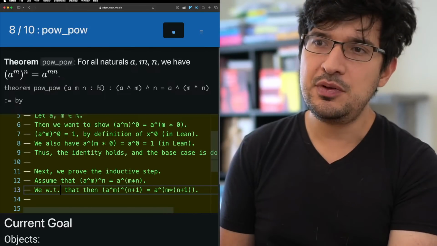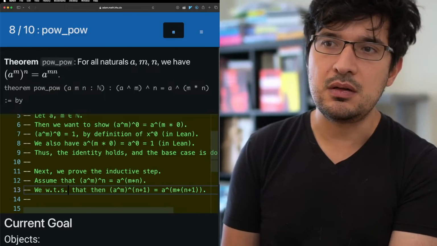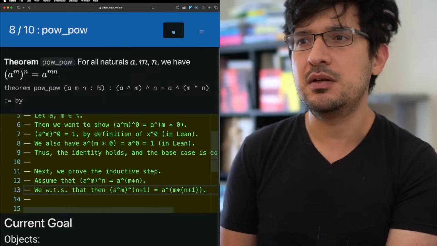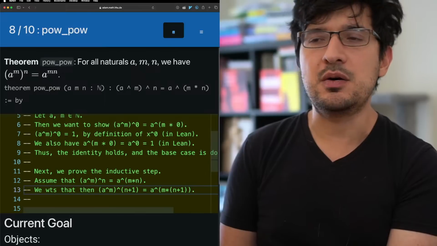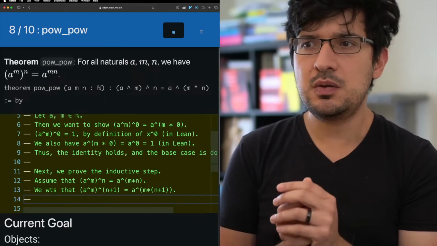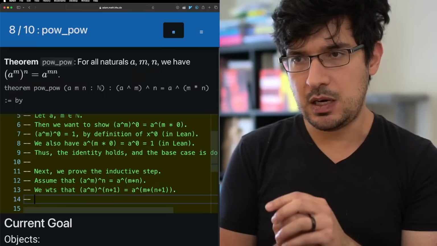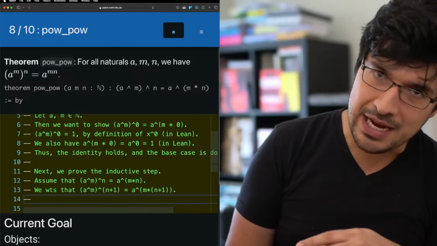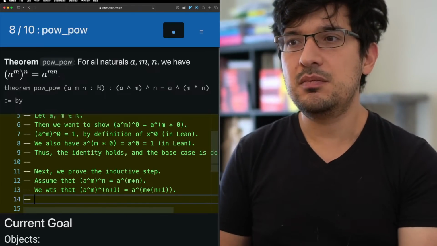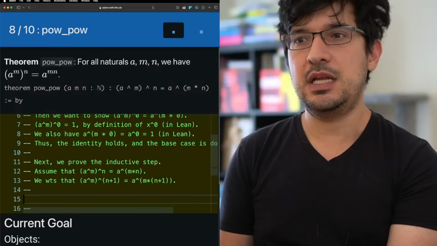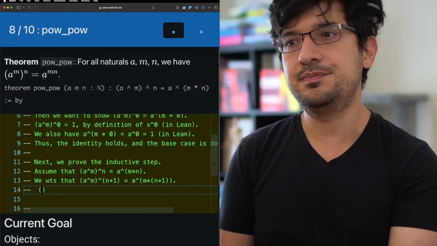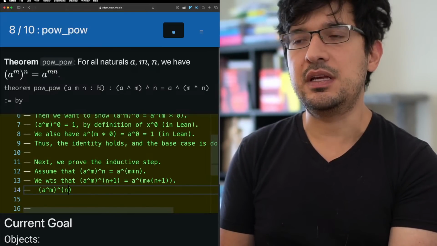In math proofs you can usually use little shorthand like want to show. WTS is very common, with or without the dots. We want to show that blah blah blah equals blah blah blah. It depends on if you're writing a paper versus completing a homework set. But anyways, so a to the m raised to the n plus 1.